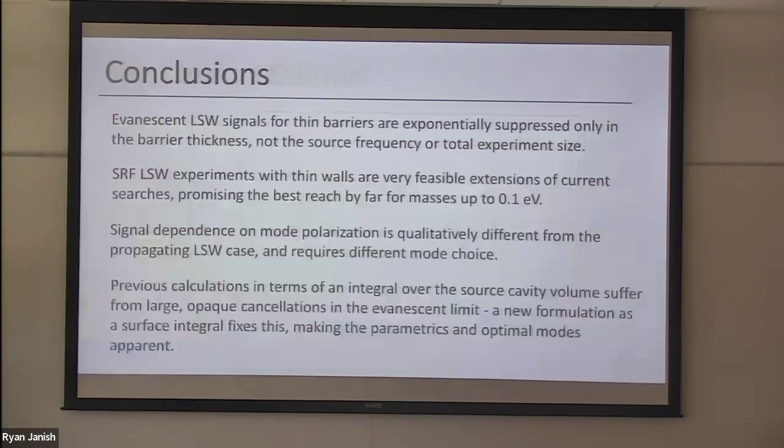Okay. So let me wrap up. Just let me say briefly, the idea here is that the mass reach in a light shining through walls experiment is fundamentally given by the barrier thickness. And so we can take advantage of that by using very thin, electrically solid barriers. We can use radio frequency technology to push these experiments to much higher masses, where they significantly outperform the optical experiments and give us the best reach for any terrestrial experiment up to about 0.1 eV masses.